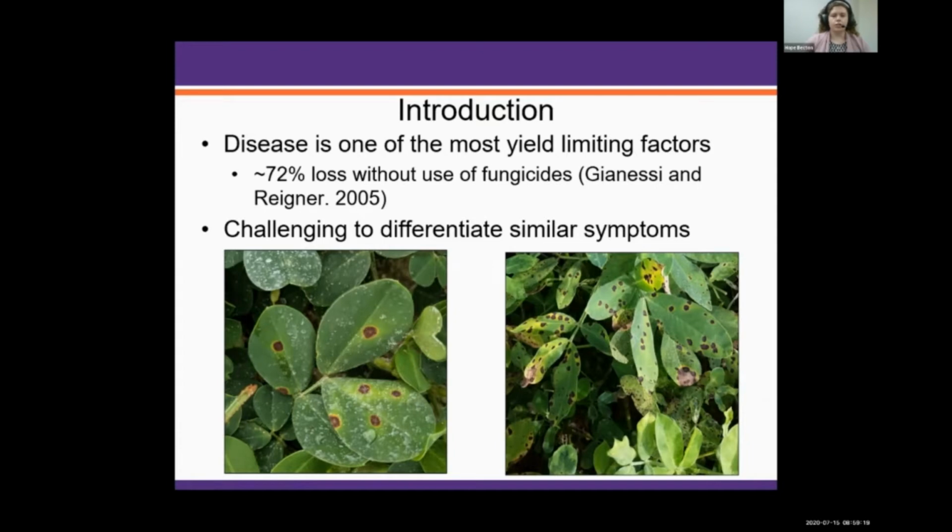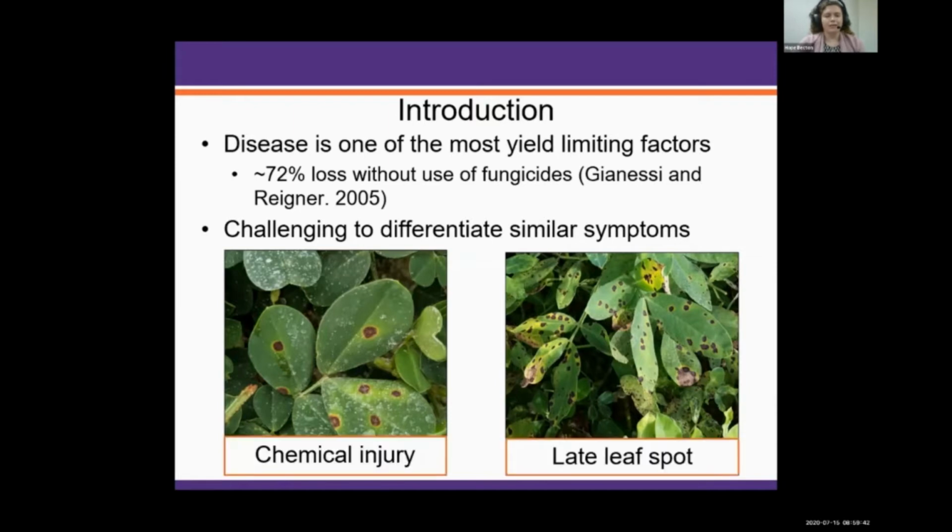However, the challenge is that some may not have proper training, and it could be hard for them to differentiate between similar symptoms on peanut leaves. For example, on this slide, I have two images with peanut foliar lesions. However, one is caused by chemical injury and the other is caused by a fungal pathogen, Nothopassalora personata, which is the causal agent of late leaf spot.